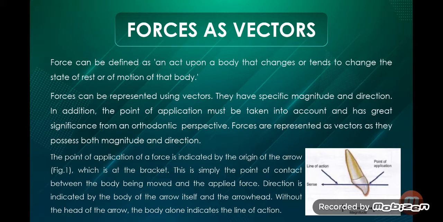The point of application of the force is indicated by the origin of the arrow, as shown in this figure, which is at the bracket. This is simply the point of contact between the body being moved and the applied force. Direction is indicated by the body of the arrow itself and the arrowhead. Without the head of the arrow, the body alone indicates the line of action.